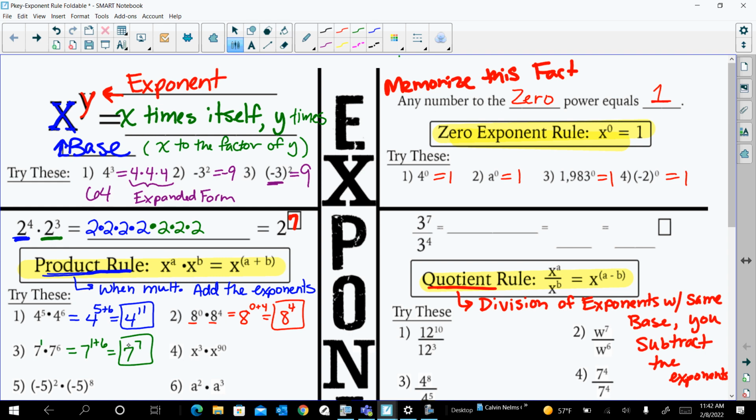All right, I want you to try 4, 5, and 6. We need to check your understanding of using the product rule. If you understand the rule, write your answer, the simplified answer.